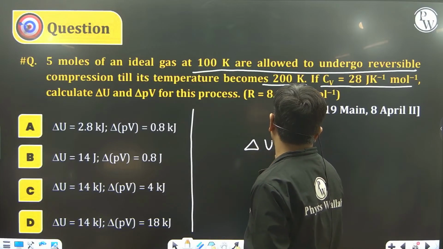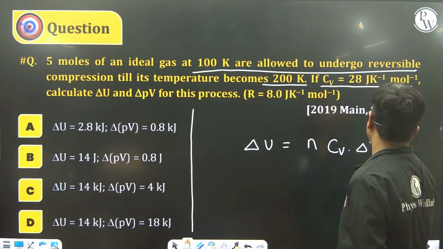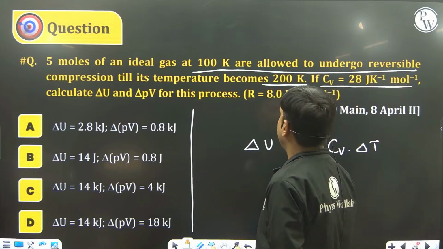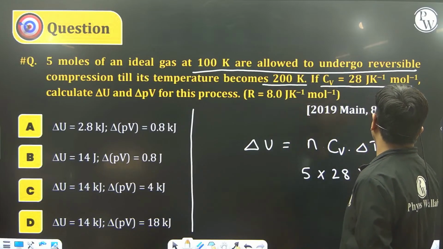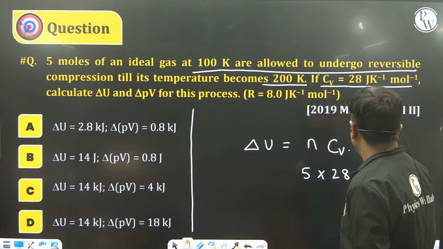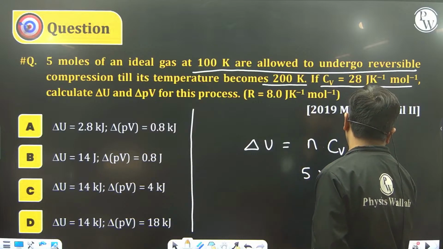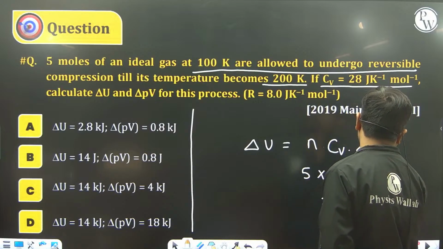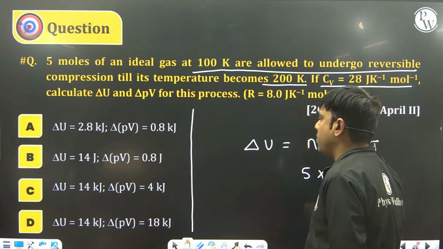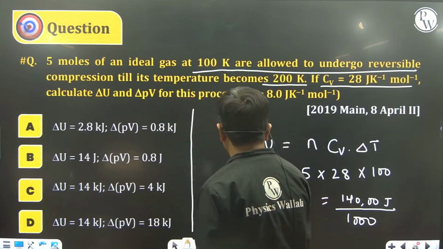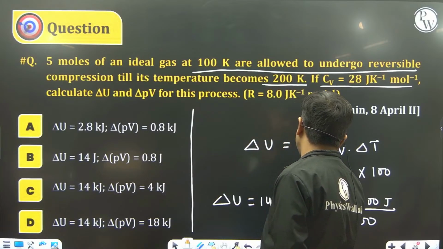Delta U is nothing but n into CV into delta T, right? So n value they have given as 5, CV value as 28, and delta T value as 100. 5 into 28 is 140, 140 into 100 joules. In terms of kilojoules, I need to divide it by 1000. So it will come out as 14 kilojoules. So delta U magnitude will be 14 kilojoules.